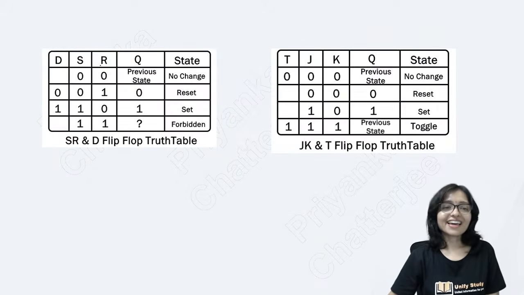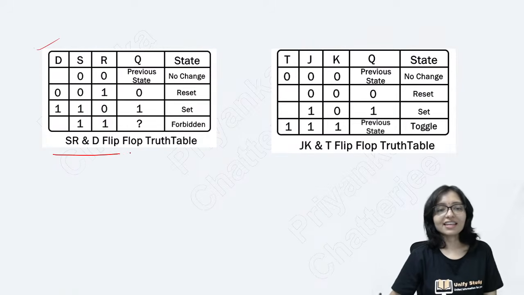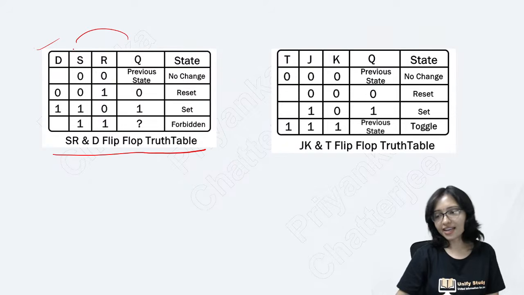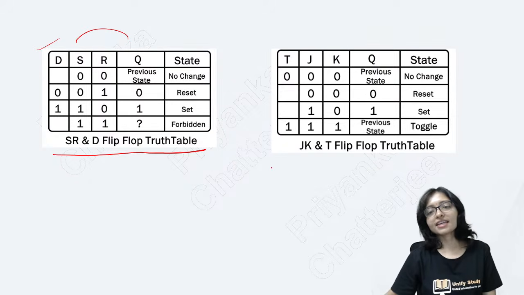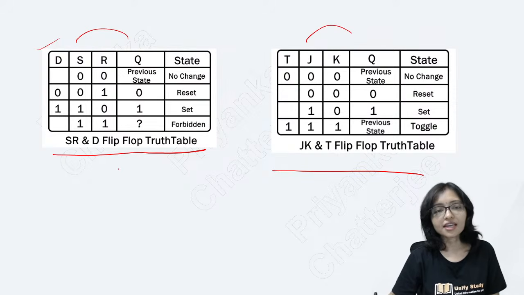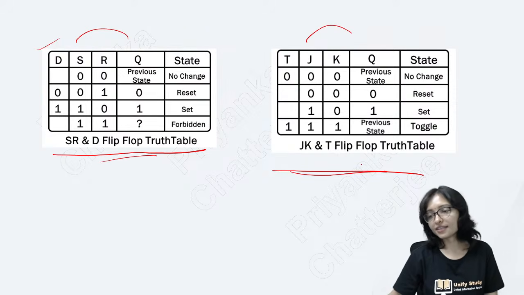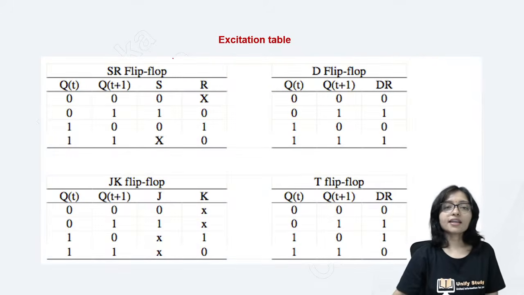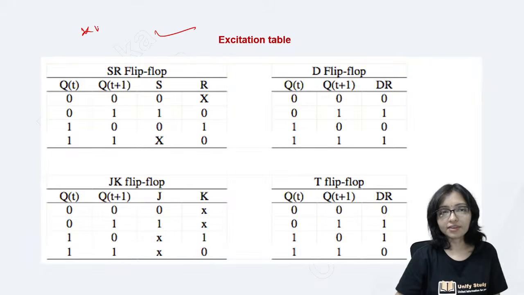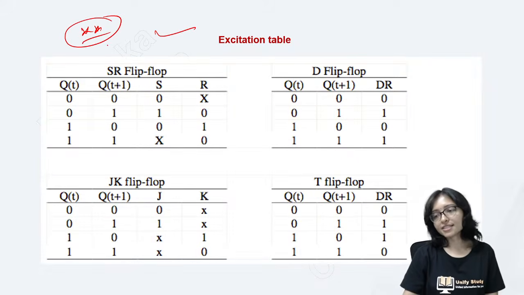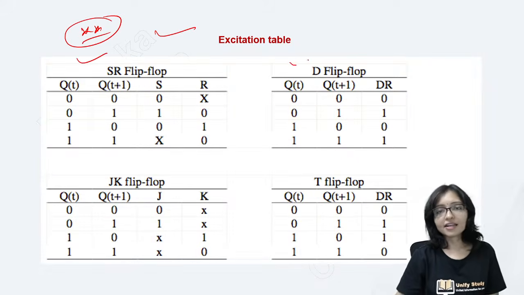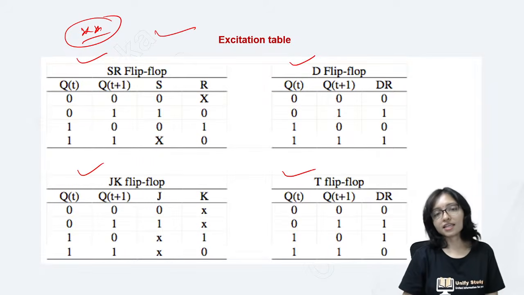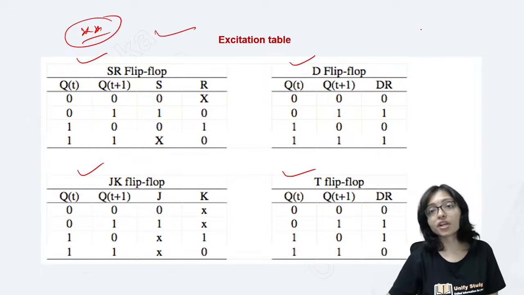Now you can see here, this is actually your SR and D flip-flop together. You can remember like that. Together SR and D, that I was explaining to you. And JK and T together you can remember. This is your final revision, right? And here it is your excitation table. Very important. All the excitation tables: SR, D, JK and T. The excitation table is very important.